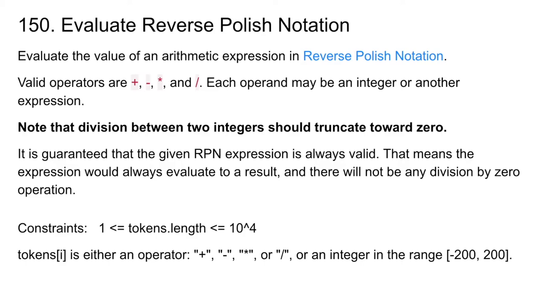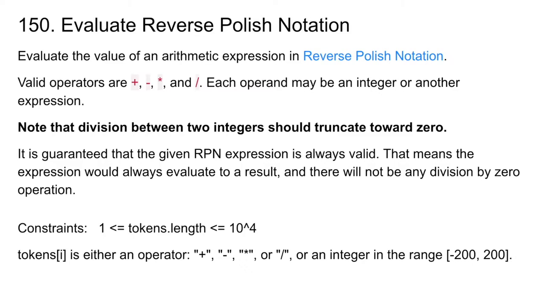Hello everyone, this is LeetCode problem number 150. Evaluate reverse Polish notation. Evaluate the value of an arithmetic expression in reverse Polish notation. Valid operators are addition, subtraction, multiplication, and division. Each operand may be an integer or another expression.